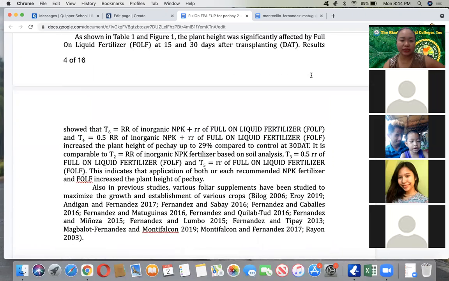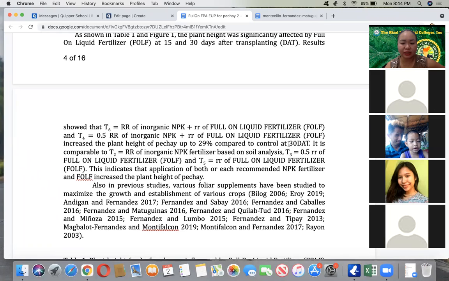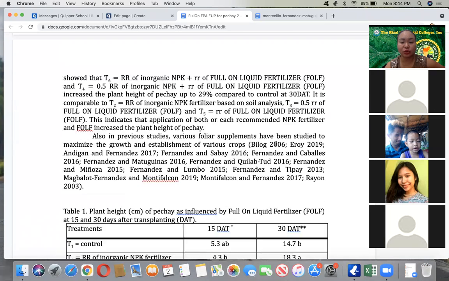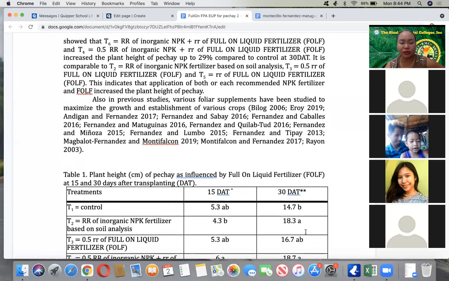So you're going to state like this in this manner. So results show that T6 of inorganic NPK and so on, and T4 increase the plant height of pechay up to 29% compared to control or yung treatment 1 at 30 DAT. So at 30 DAT tayo, no?